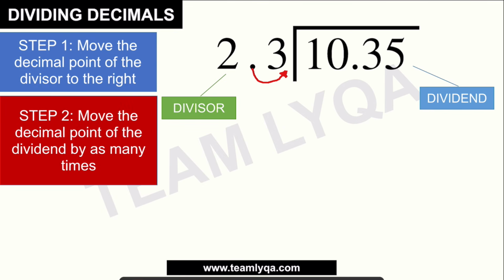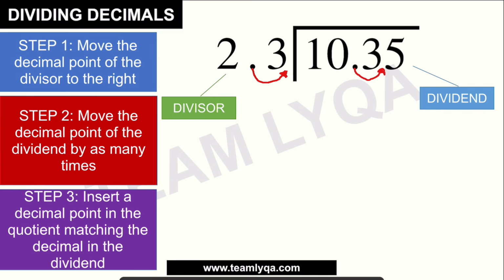Step number 2 is to move the decimal point of the dividend by as many times. Now, again, ito naman yung dividend natin, yung 10.35. Ang ibig sabihin ng step 2 is, kung ginalaw natin ito ng isang beses to the right, we're going to have to move this ng isang beses din, to the right din. Okay? So, magiging 103.5. Now, bakit? Kasi ang 10.35 divided by 2.3 ay pareho lang sa 103.5 divided by 23. Okay? Now, this is how we solve yung mga decimals talaga.